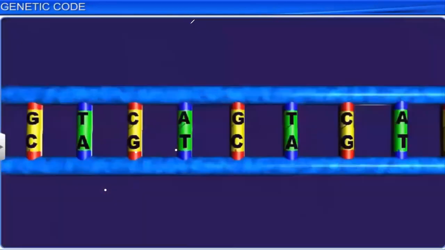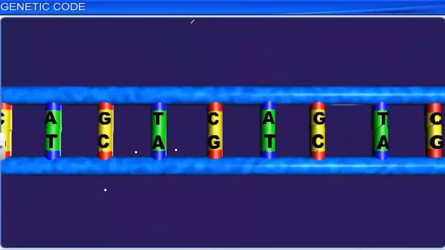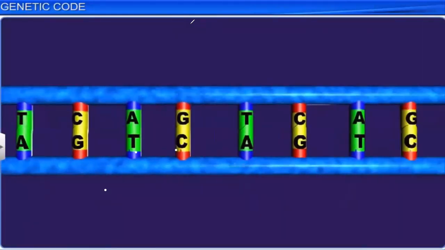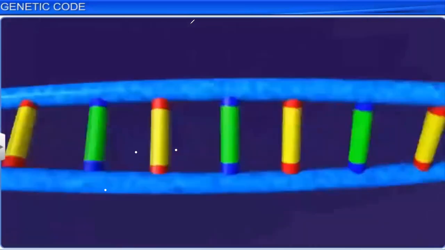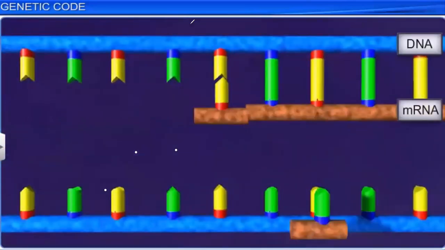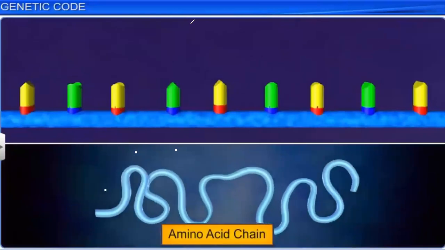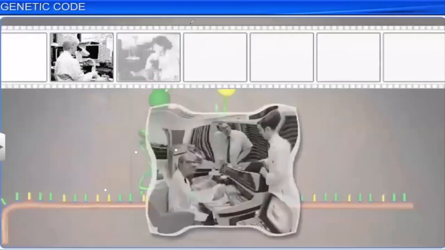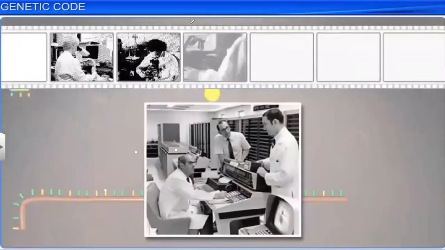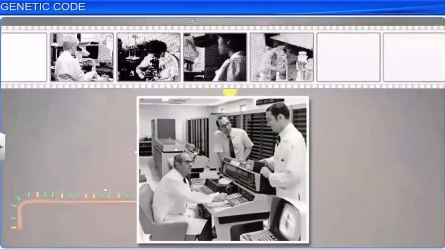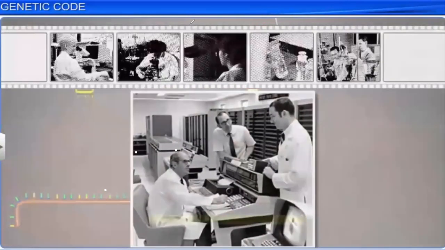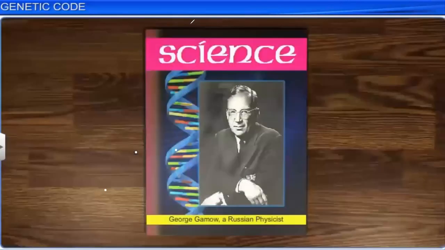They therefore suspected the presence of a genetic code, a set of rules in a gene that instructs a cell on how to synthesize a particular amino acid from the nucleotides of an RNA strand. The scientists now had only one aim: to decipher this genetic code. George Gamow, a Russian physicist, was the first to achieve some success in deciphering the code.